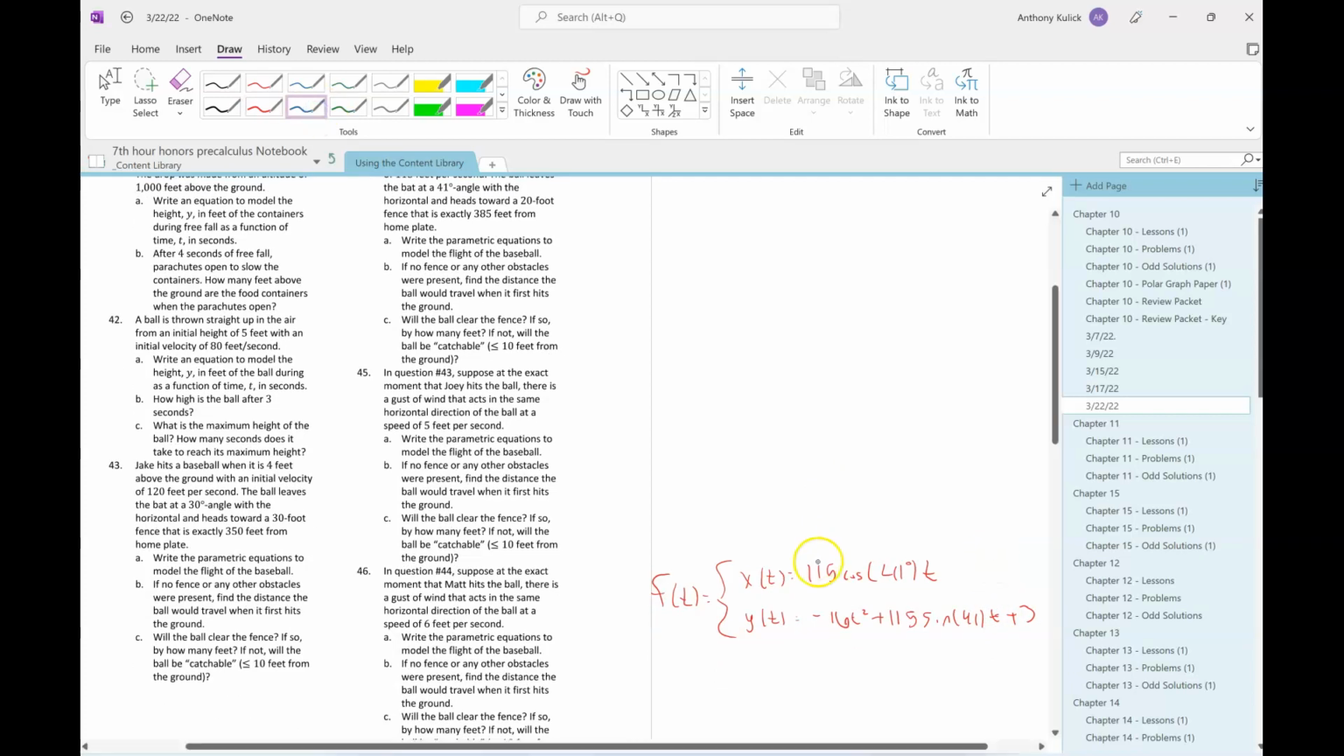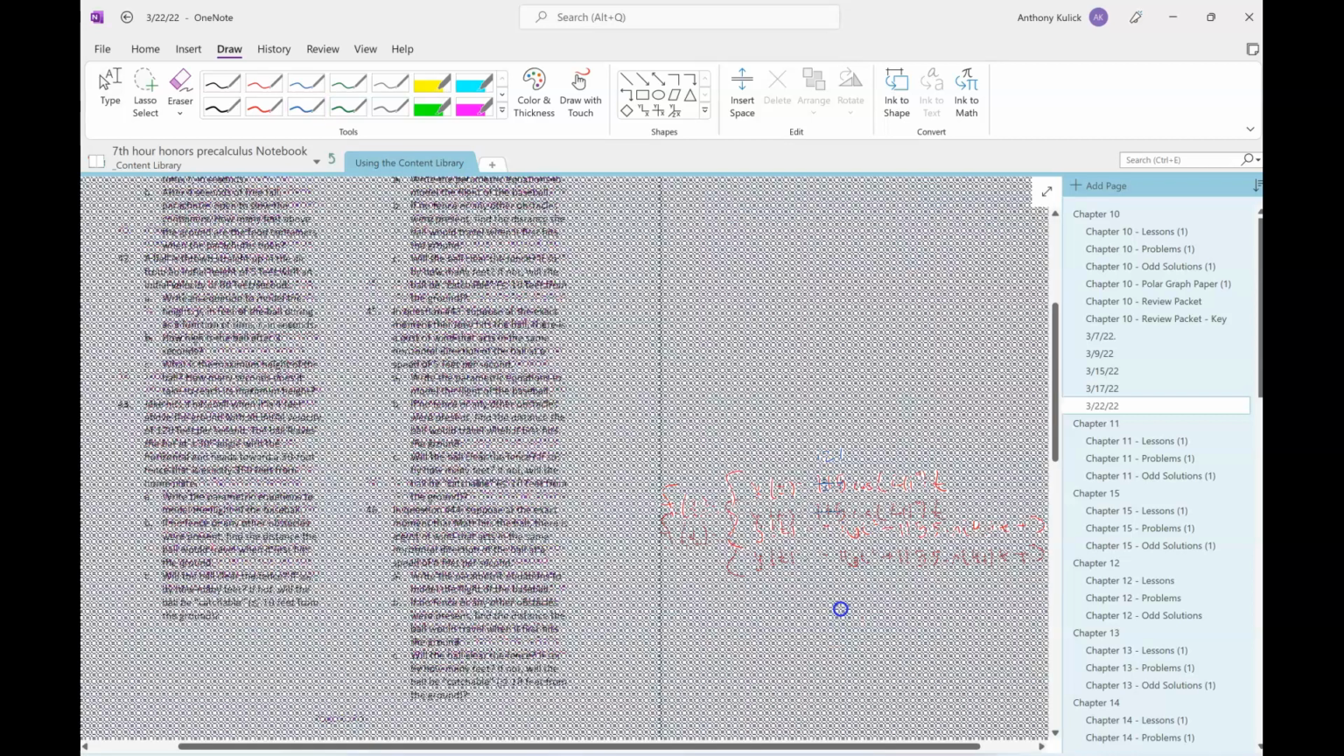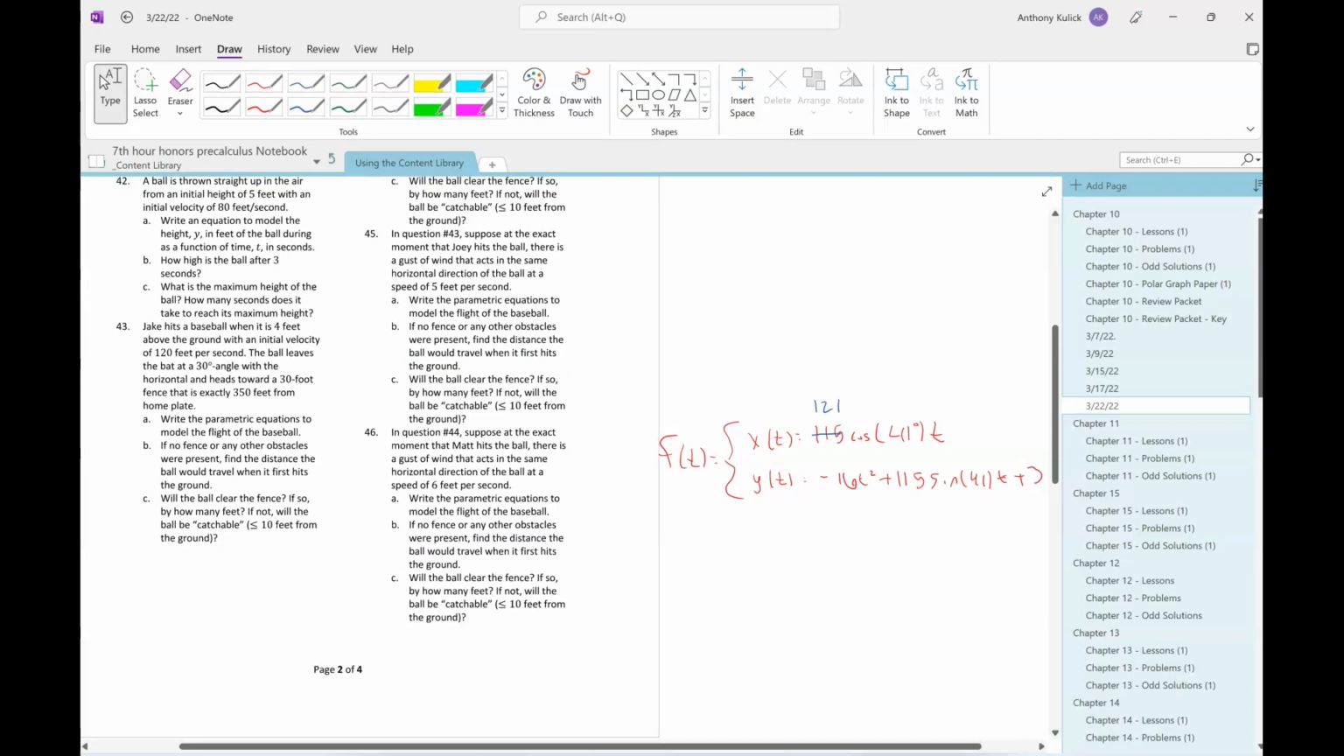So all that's changing is that we're adding 6 to the horizontal velocity. So all we have to do is update 115 to 121, but only in the x direction, because it says the wind is blowing horizontal to the direction of the ball. So that's all you have to do for part A. Oh, it's only in the x? Only in the x direction.